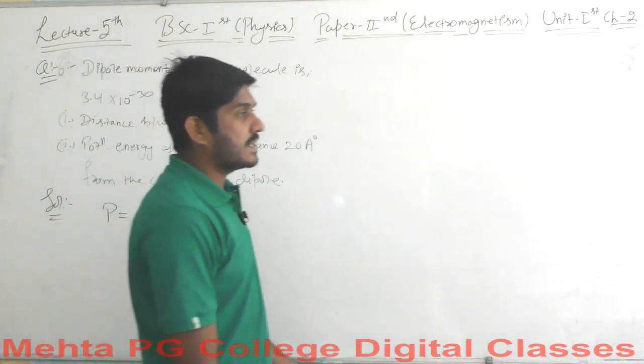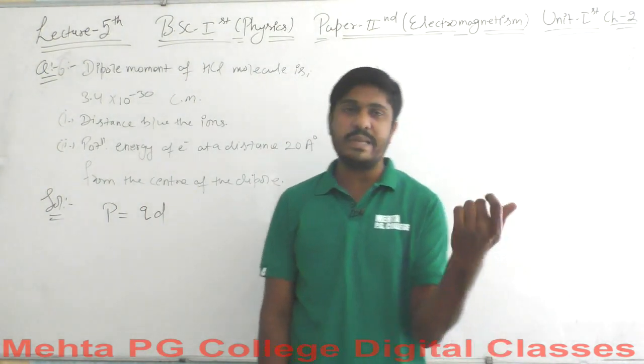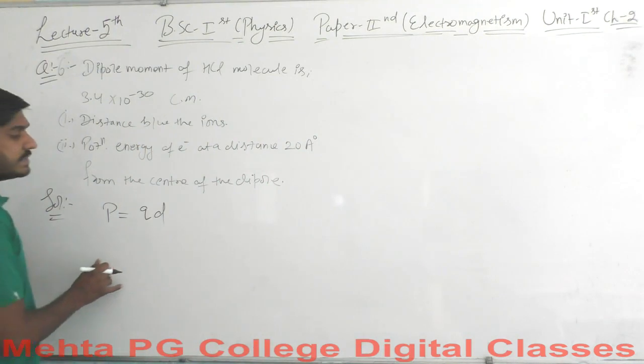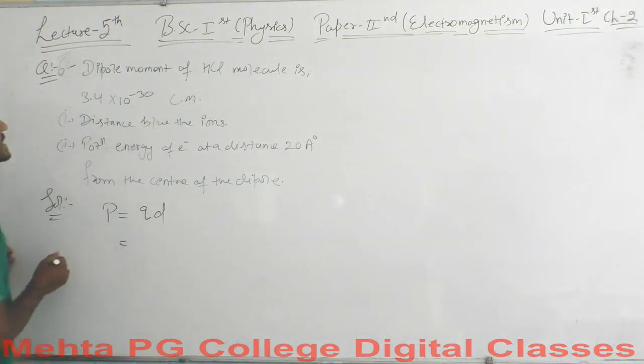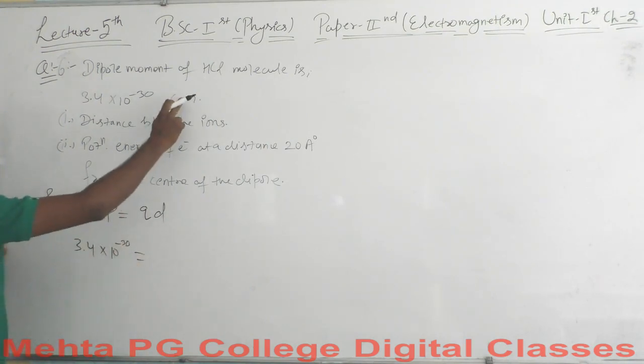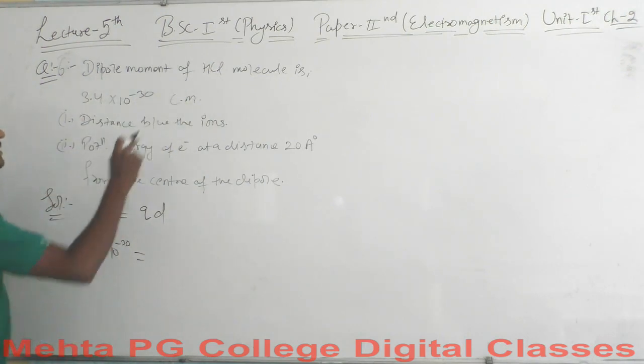The dipole moment P has been given, so the distance can be calculated simply using mathematics here. P is equal to QD. P is equal to 3.4 into 10 to the power minus 30. This is coulomb meter, not centimeter here. This is the coulomb, this is the meter. So this is it.